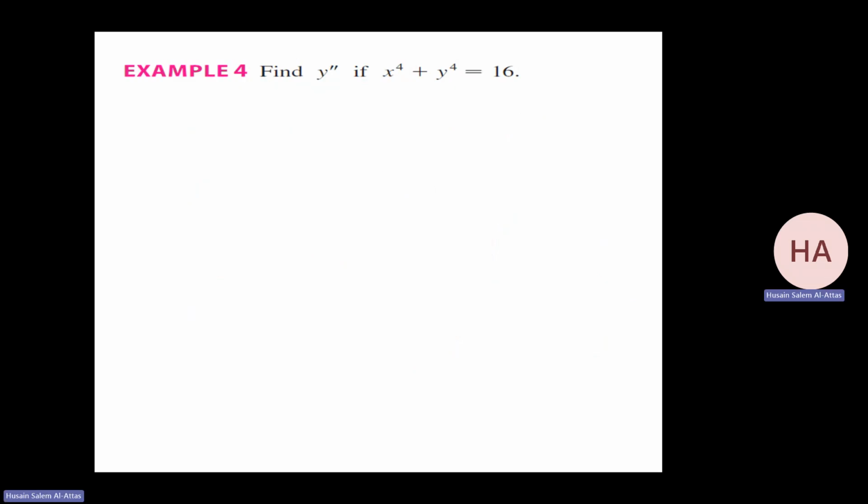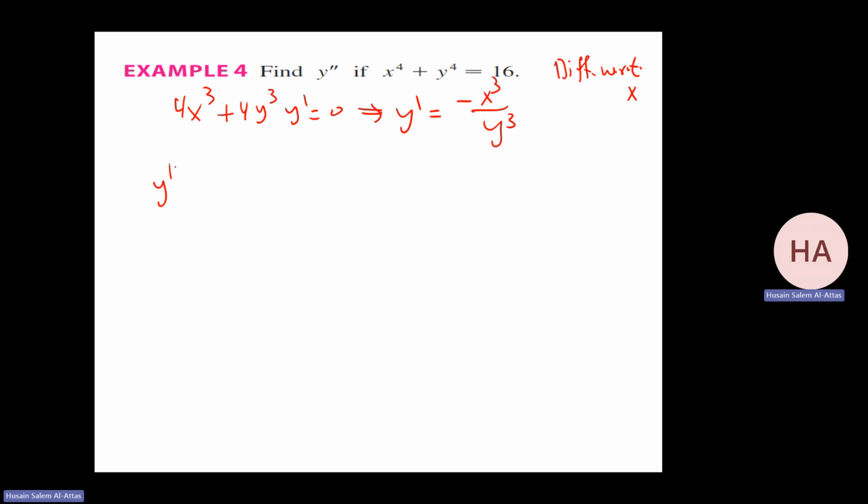This one, the same thing. Differentiate with respect to x and see what will happen. I have 4x cubed plus 4y cubed y prime equal to 0. In other words, y prime will be minus x cubed over y cubed. Now find y double prime, same idea. Y double prime will be minus 3x squared times the denominator, minus x cubed times the derivative of this. Don't forget the implicit: I need y prime, over y to the power 6.